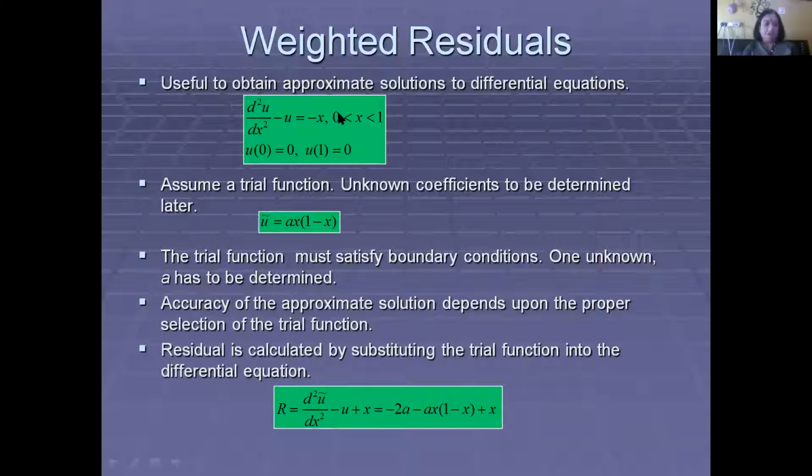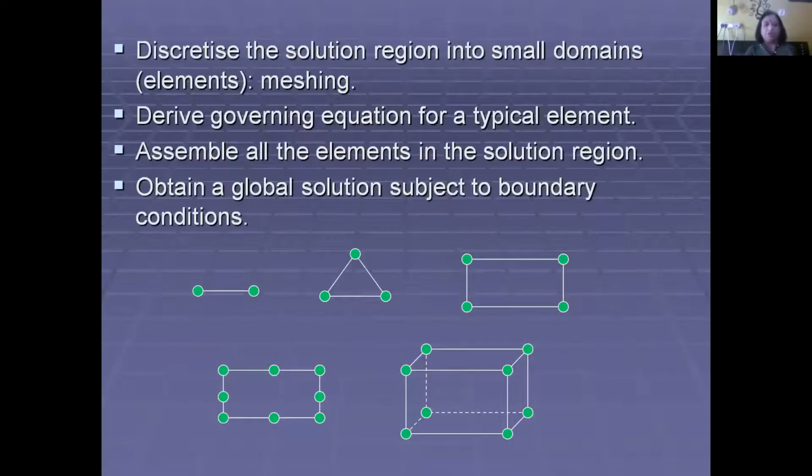This is a one-dimensional problem, so I need two boundary conditions at the two boundaries of my solution region. Let's say u at x equal to 0 is 0 and u at x equal to 1 is equal to 0. So at the two ends, the value of u is 0 and there is some variation between the two.